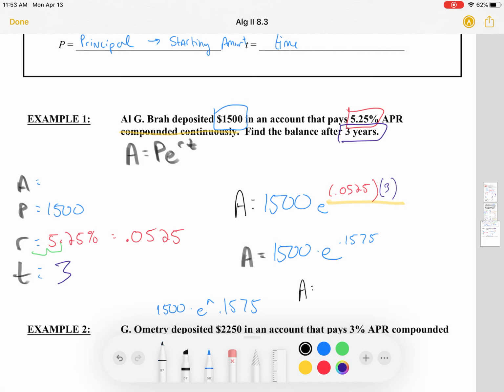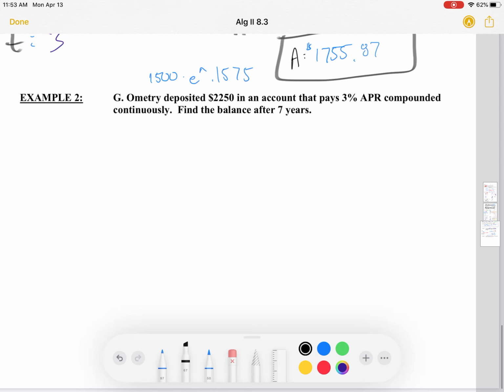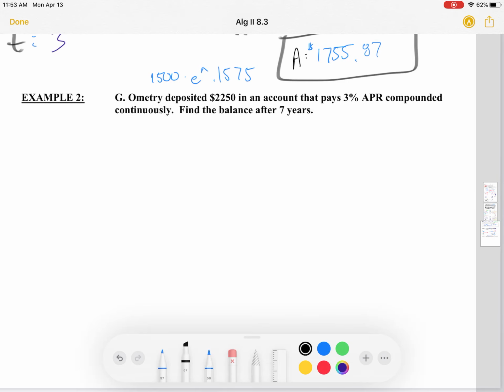You should get A equals 1755.87. Okay, that is the balance. That's our ending amount after 3 years. A, the amount after 3 years, is $1,755.87.